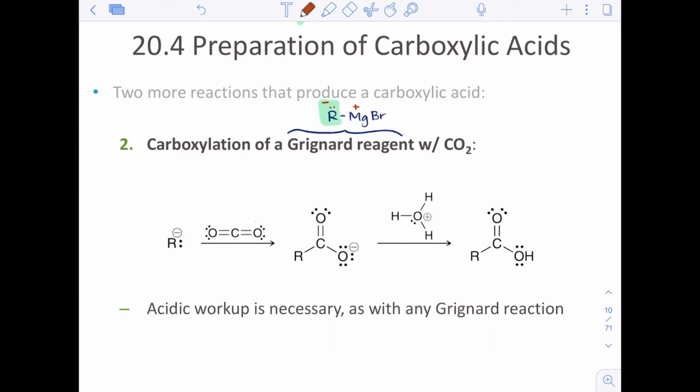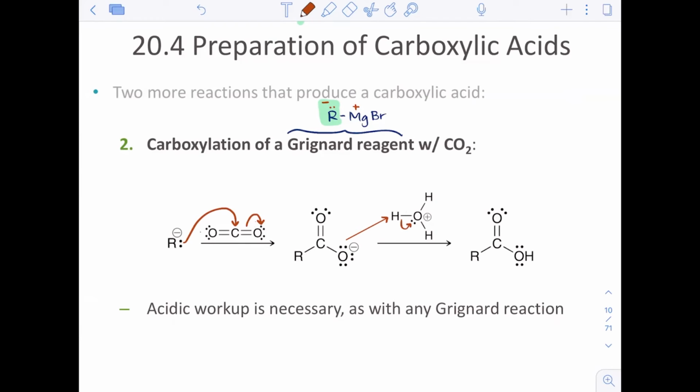Well, what is really awesome about these Grignard reagents is we can actually add them to carbon dioxide. Now let's look at this reaction. When that nucleophile attacks the carbon of carbon dioxide, it kicks up one of the carbon-oxygen pi bonds. Doesn't matter which one, they're the same. And it makes the carboxylate ion. You follow it up with an H3O+ workup, and you get a carboxylic acid.